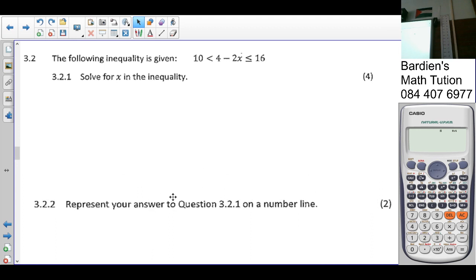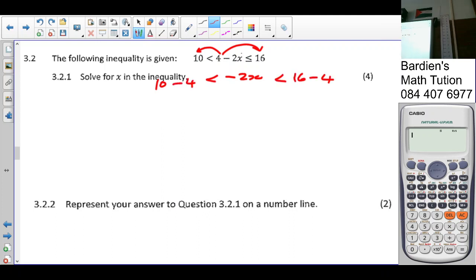Next one. The following inequality is given. Solve for x in the inequality. So there's a double-barrel with two ways. The 4 goes both ways. So negative 2x has to be greater than 10 minus 4, but less than 16 minus 4. So negative 2x, 10 minus 4 is 6, 16 minus 4 is 12.